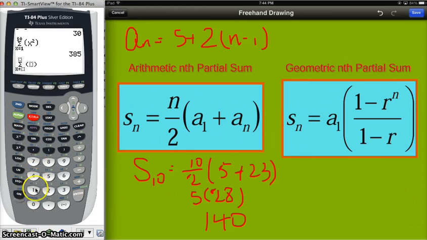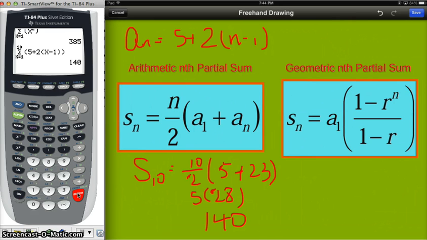Same thing, if I took that same information, I could do math 0 on my calculator. And its x is from 1 to 10 of 5 plus 2 times x minus 1. Notice I get the same answer, 140.